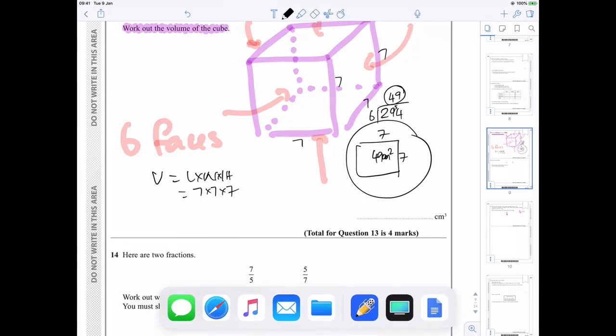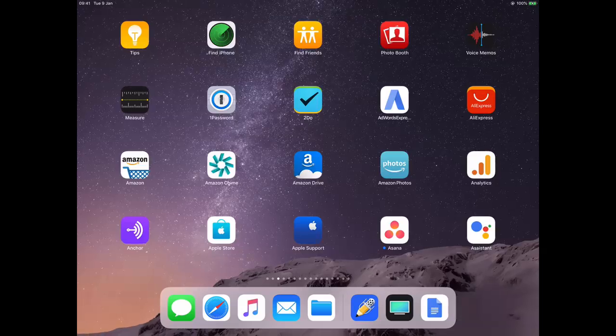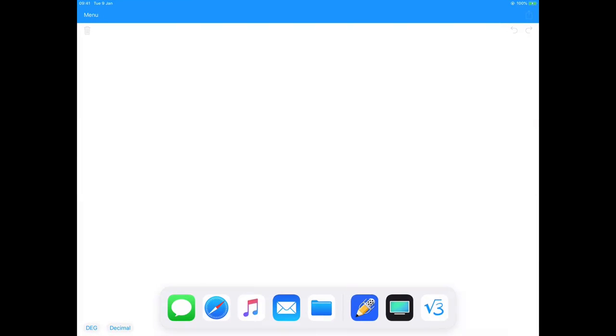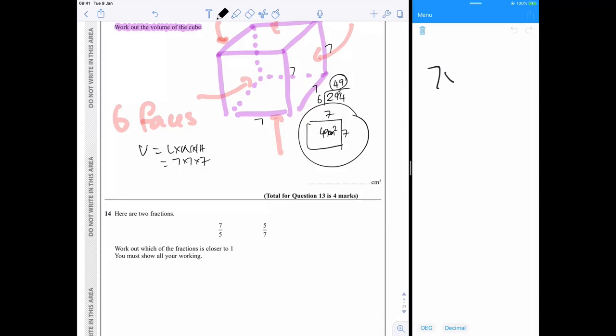And we can quickly work this out if we can find the calculator, and it's right here. So I'm going to solve this here. I'm going to use a calculator to do 7 times 7 times 7. And that gives you 343. So the volume is 343 cubic centimeters. And that is the end.